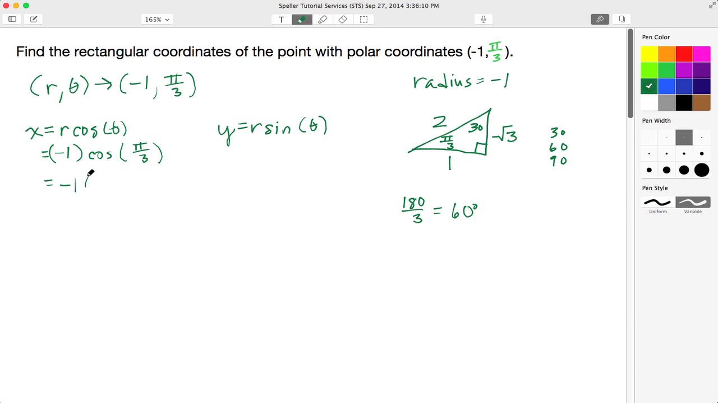Let's rewrite the -1. And then for cosine, cosine is the adjacent over the hypotenuse. So in this case, it's 1 over 2, or just 1/2. So I have -1 times 1/2 to give me a -1/2 for my x value.